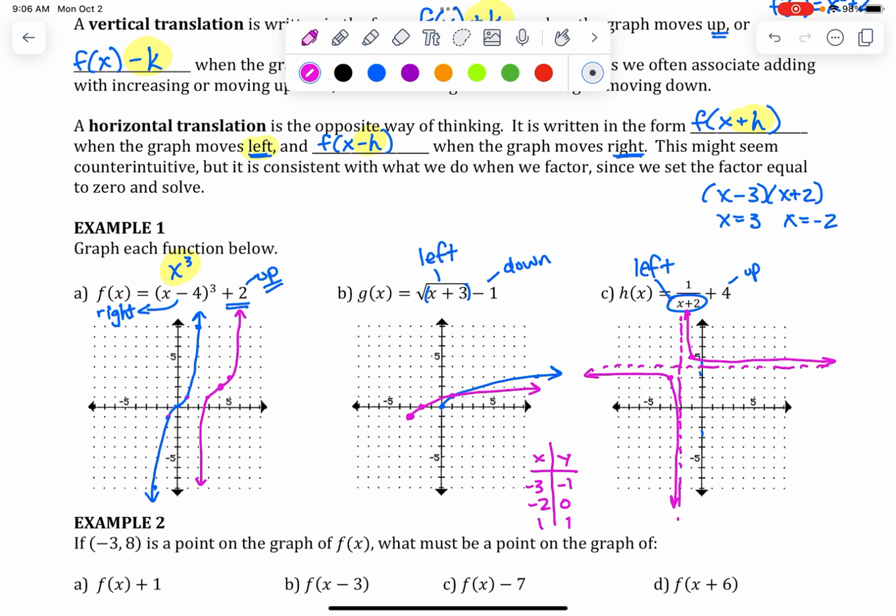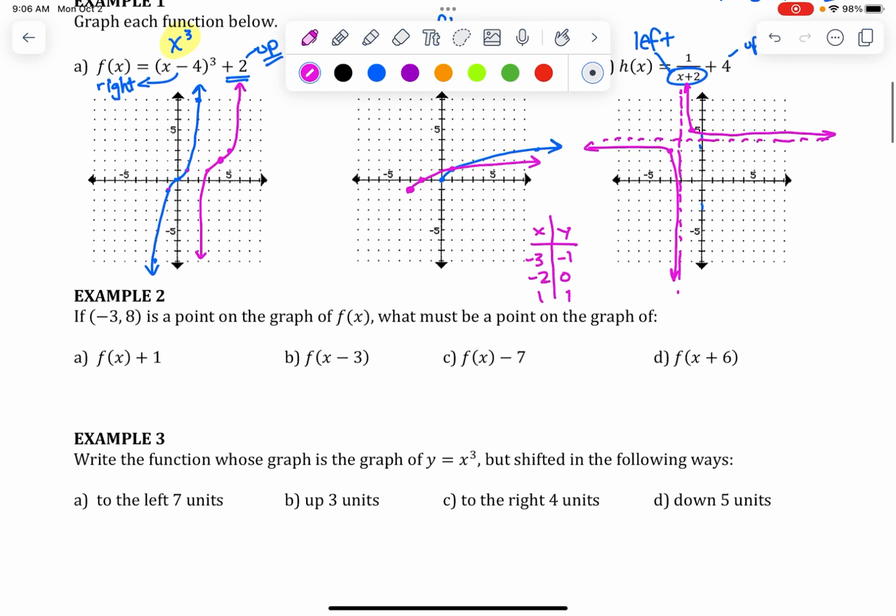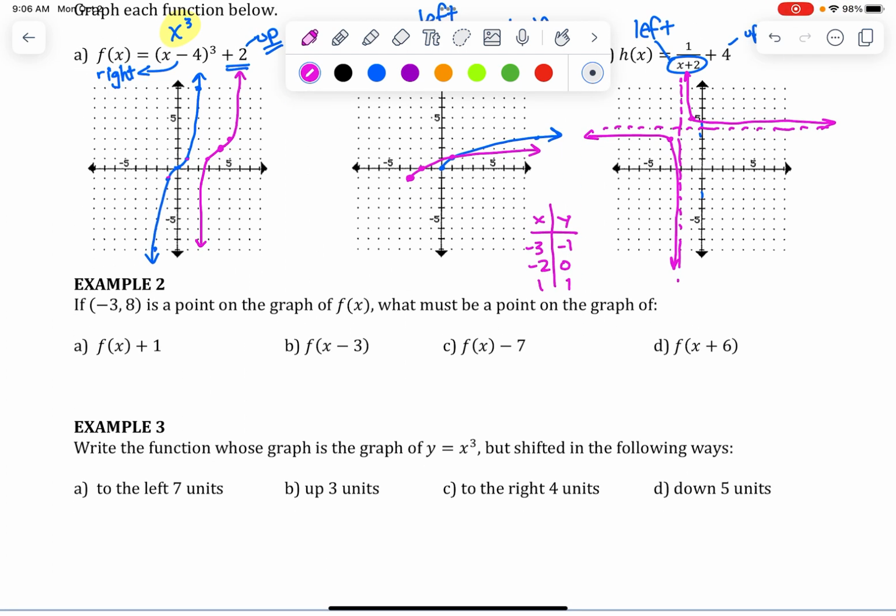So at the end of the day, all you're really doing is shifting all of the points left, right, up, or down, depending on how the function is written. So that's an idea of it graphically. Just some variations on that are just looking at the function and making sure you know how it's written so you can decide which transformation it is.